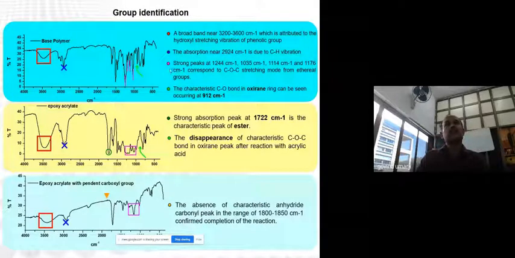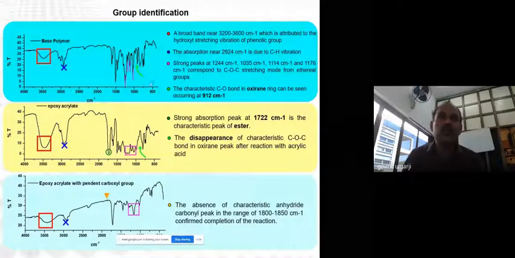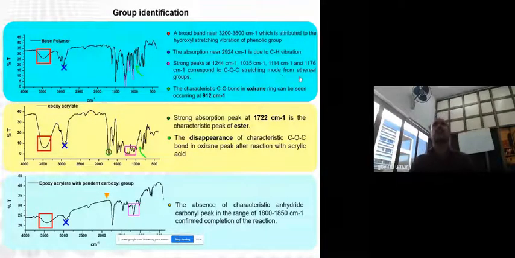The third group is the third strong peak. There is a strong peak at 1244, 1035, 1114, then 1176, which correspond to the COC stretching mode of the ether group. And the third one at 912, which is a characteristic CO bond, where the oxirane group is occurred.